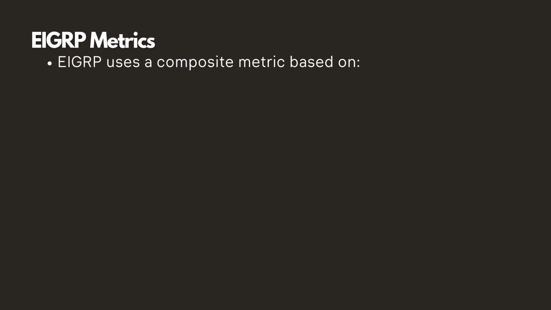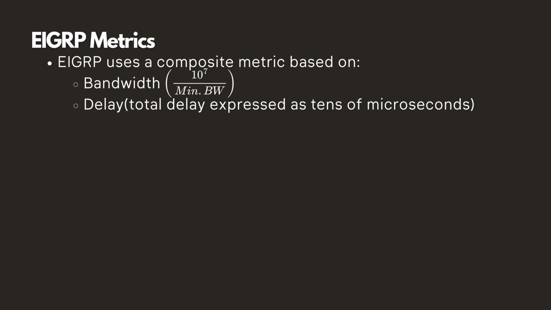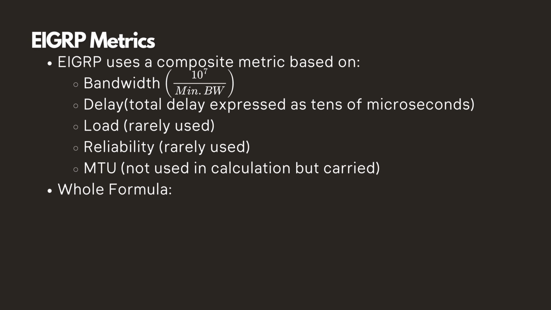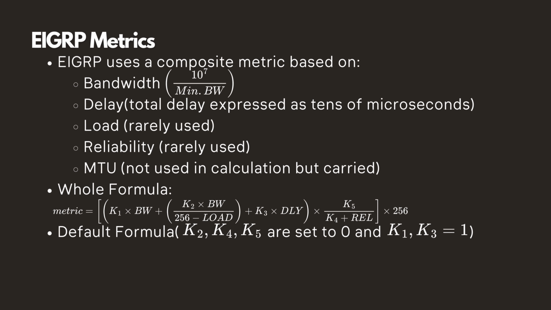EIGRP uses a composite metric based on bandwidth, delay, load, reliability, and MTU. To calculate the metric, EIGRP has K values embedded in the formula. This is the formula. There are 5 K values, but by default, K2, K4, and K5 are set to 0. So normally, only bandwidth and delay are used in the formula. K1 and K3 are equal to 1, making the metric equal the sum of K1 times bandwidth and K3 times total delay multiplied by 256.